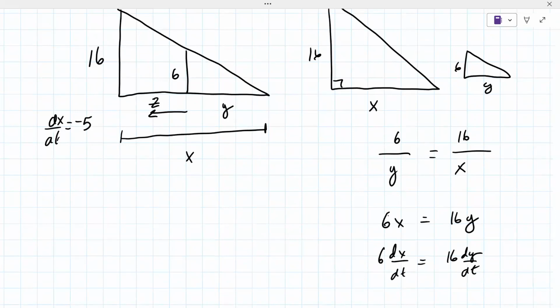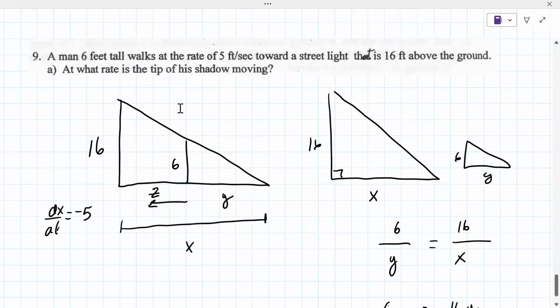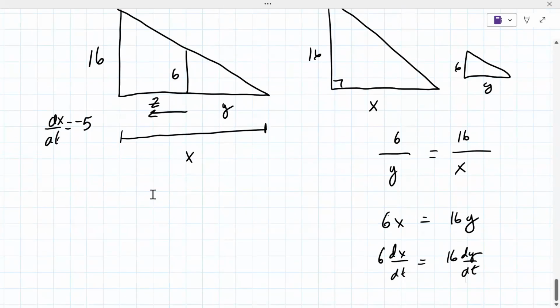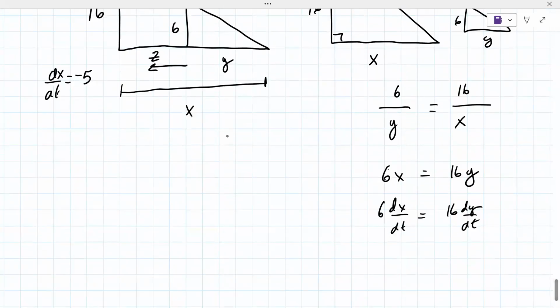And what we're looking for is, let me go back and look, the tip of his shadow moving. The length of his shadow is dy/dt. So his shadow is this y, but he's moving in this direction, dx/dt. So it's a little wonky, but the answer here is dy/dt. Why isn't this working out?